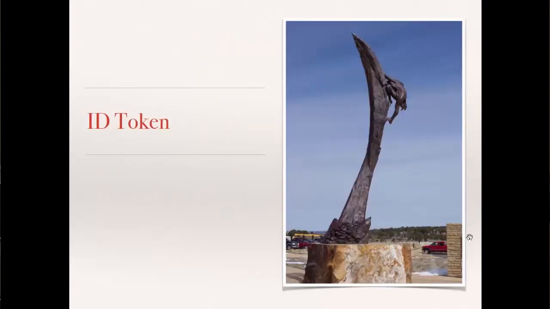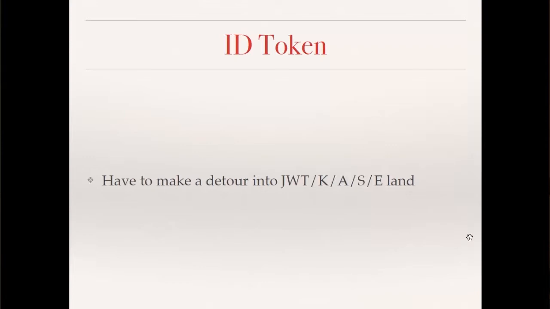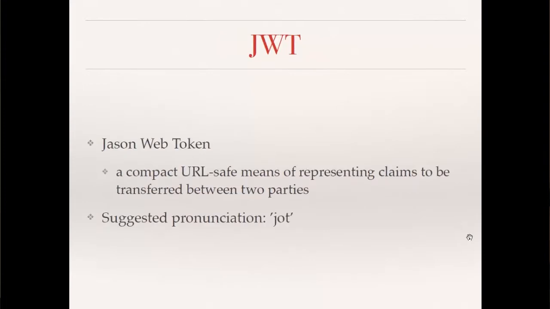Okay, so the ID token then. So we have to go into the JWT land here. JWT is what's called the JSON Web Token. It's a way of packaging information. And, well, the pronunciation is "jot". I don't know why. It's Welsh. Okay, good.